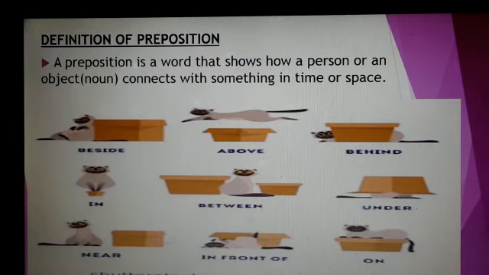You can see the cat beside the object, above the object, behind the object, in the object, between 2 objects, under the object, near the object, in front of the object, and on the object. These words beside, above, behind, in, between, under, near, in front of, on are prepositions, and of course they always show how a person or an object relates or connects with something. Alright, now let's move on.